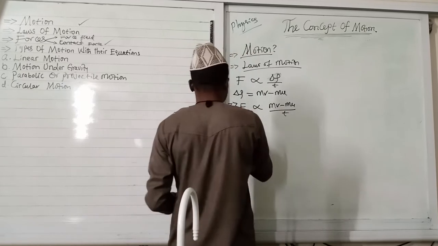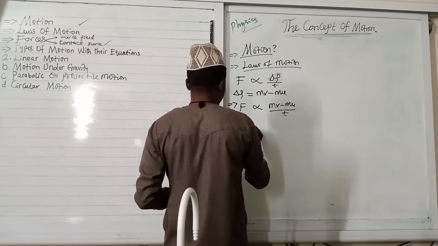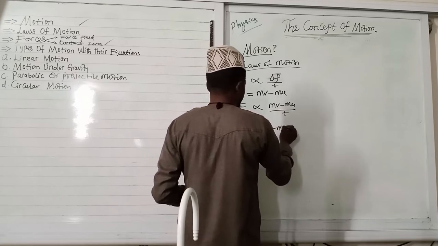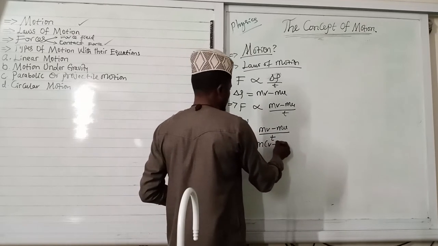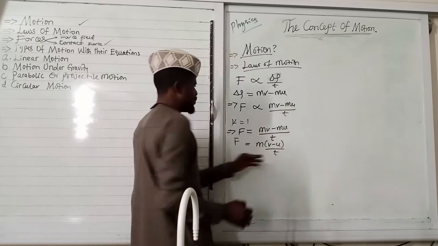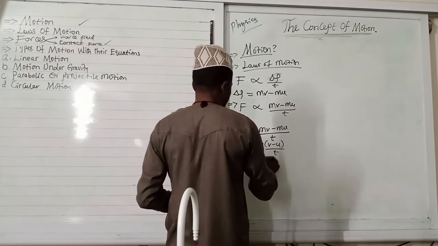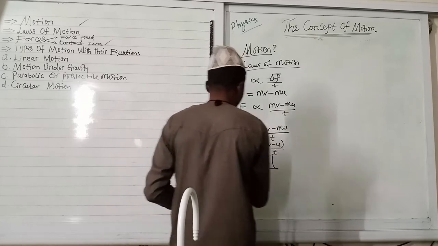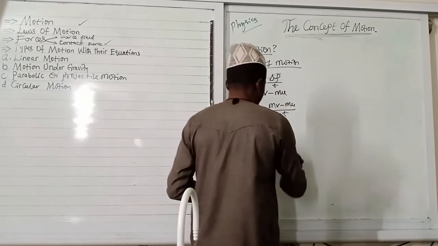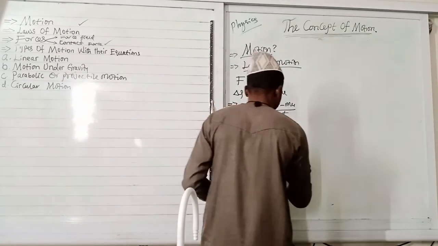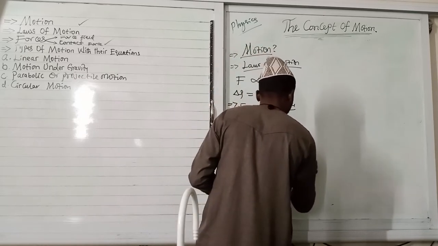We will introduce a constant k, which is equal to a unit mass, which is equal to 1. So we say that F is equal to (mv minus mu) over t. We factor m out and we have m times (v minus u) over t. And you know that in physics, (v minus u) over t defines acceleration. So we say that F is equal to mass times acceleration. This is the second law of motion mathematically, in the unit of Newton. We can call this equation number one, and then we can call this equation number two.